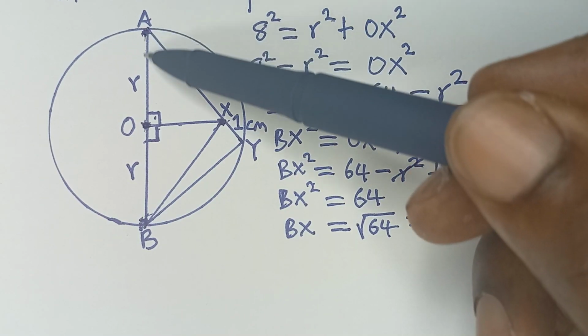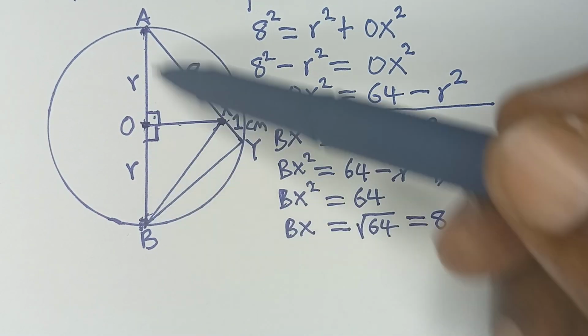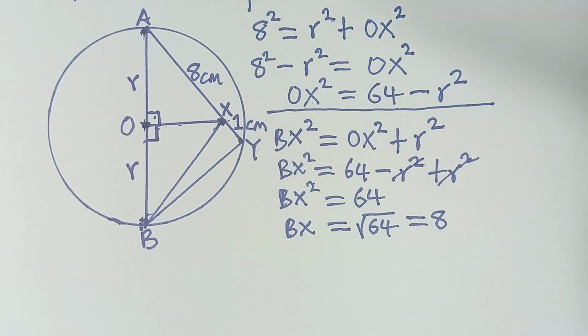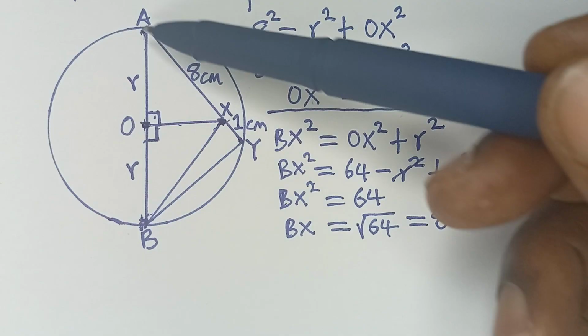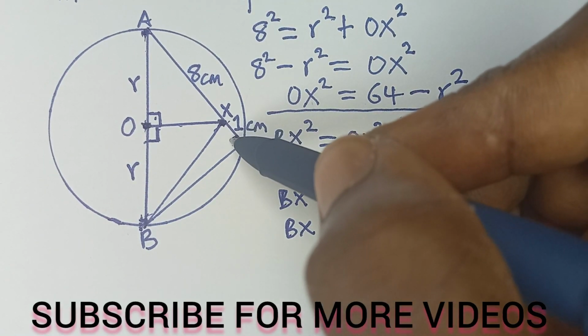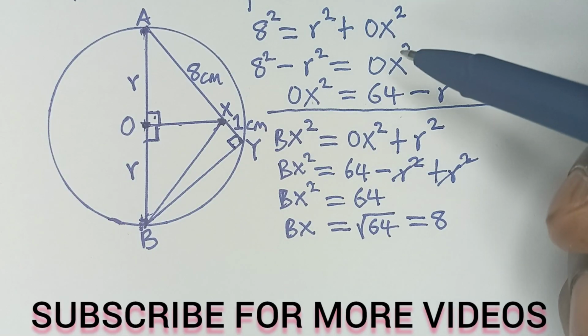That means the angle made by this diameter line on the circumference of a circle gives us 90 degrees. So the theorem simply says angle in a semicircle is a right angle. So that means this angle here is a right angle, 90 degrees.